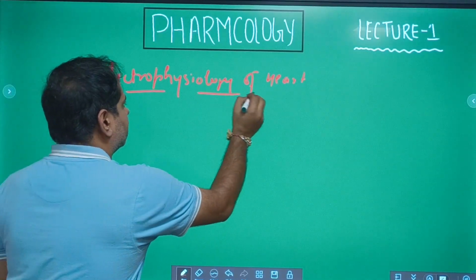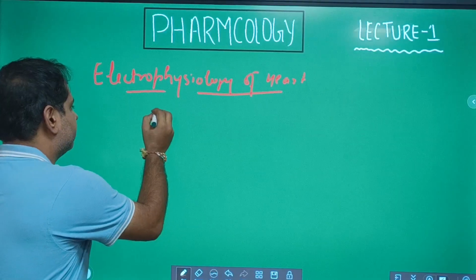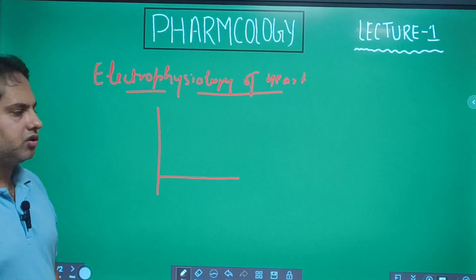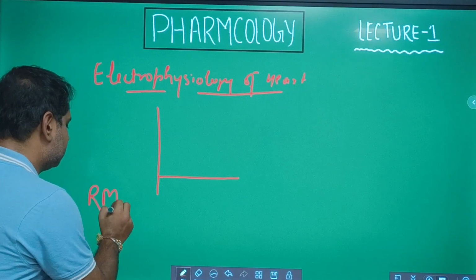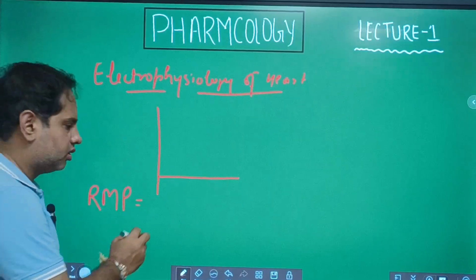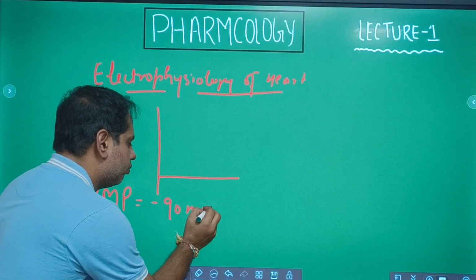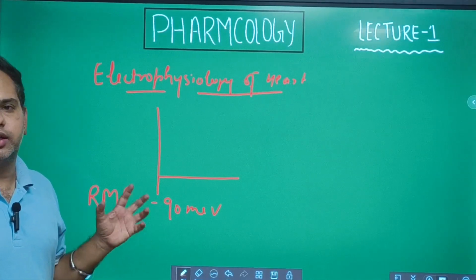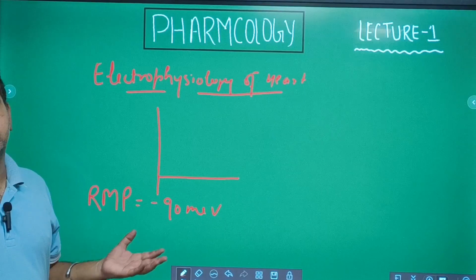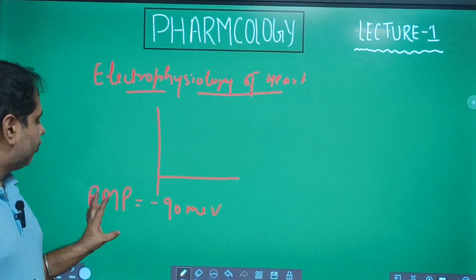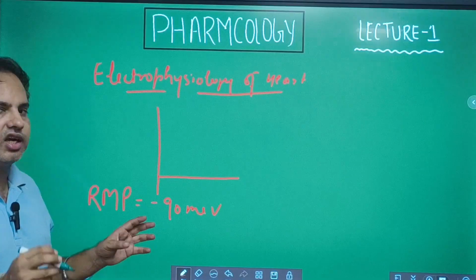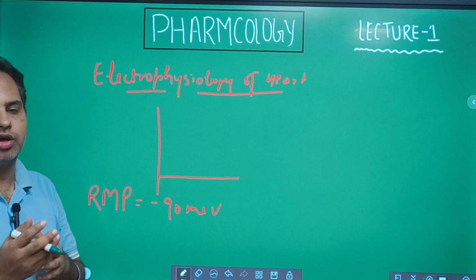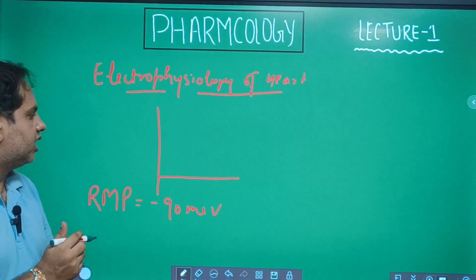So when we talk about electrophysiology of heart, first we talk about resting membrane potential of cells. The resting membrane potential of the cells, particularly cardiac cell, is minus 90 millivolt. Other cells' resting membrane potential is minus 70 millivolt, right? So what actually is this potential? It's the potential difference across the cell membrane when the cell is at rest, that we call resting membrane potential. So it's minus 90 millivolt.